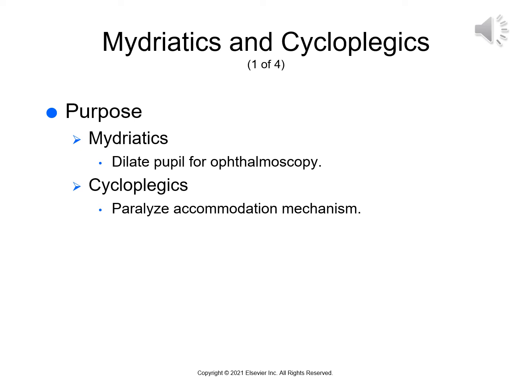Okay, so let's go on to mydriatics and cycloplegics. Both mydriatics and cycloplegics are paralytic agents used to dilate the pupil before ophthalmoscopy. Both kinds of agents cause mydriasis, which is dilation of the pupil, by paralyzing the sphincter muscle of the iris. Cycloplegics also paralyze the accommodating mechanism, which means patients may be unable to see near objects clearly.